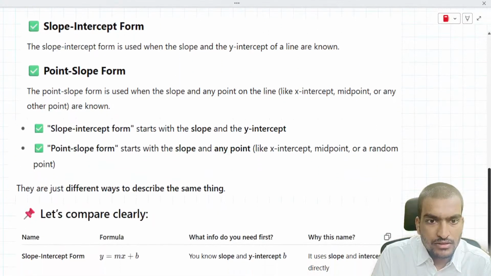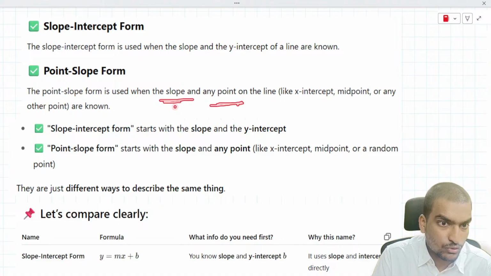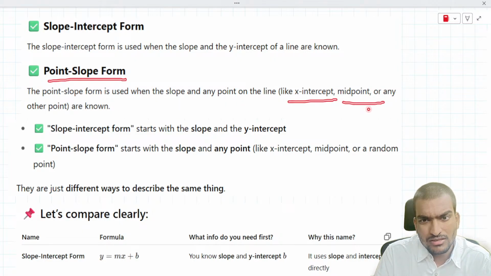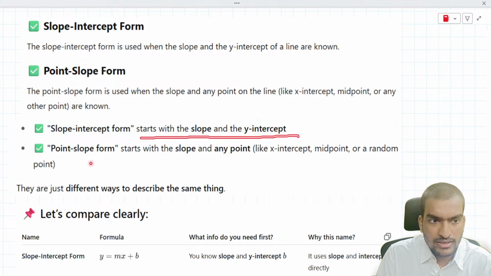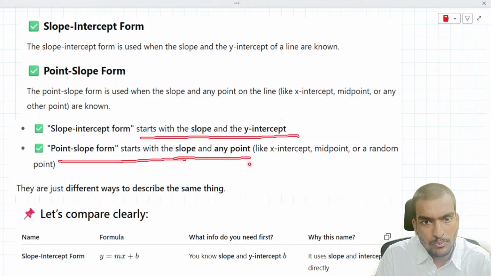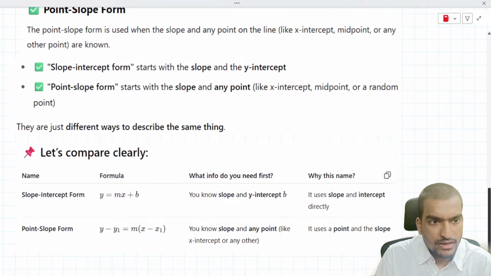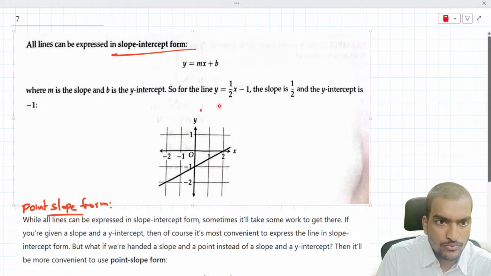So you can see here clearly when to use slope-intercept form. It is used when the slope and y-intercept of the line are known. When you know a slope and any point while solving the question, then you use point-slope form. Like any point, maybe the x-intercept, midpoint, or any other point. So slope-intercept form starts with slope and y-intercept. Point-slope form starts with slope and any point. And I think I have told you everything about slope-intercept form and point-slope form.